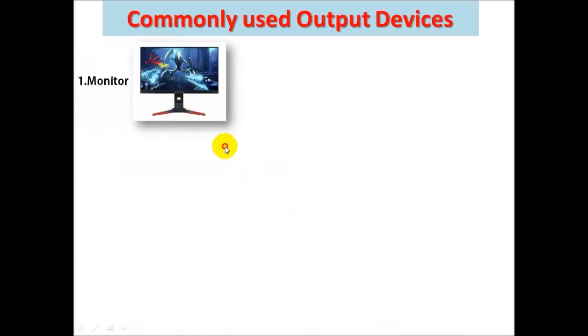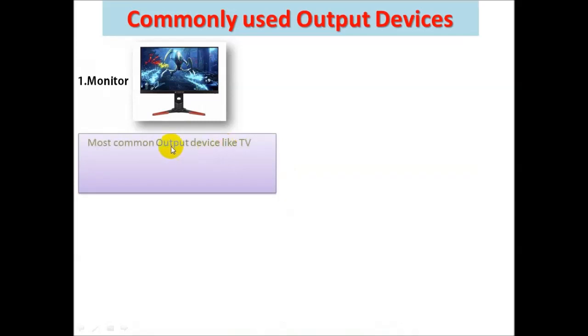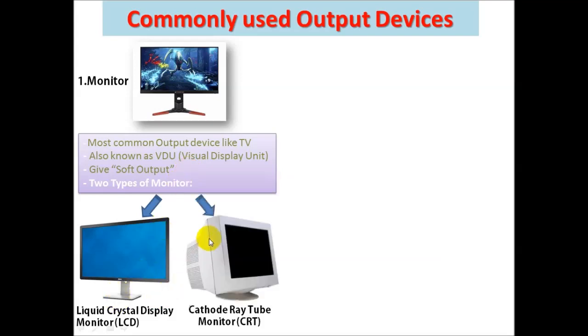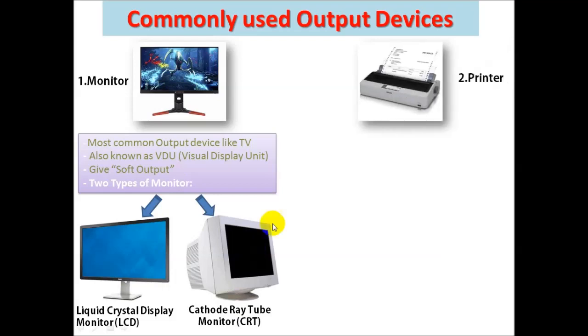Now, commonly used output devices are monitor, the most common output device like a TV, also known as VDU, visual display unit, which gives soft output. Two types of monitor are LCD and CRT monitor.